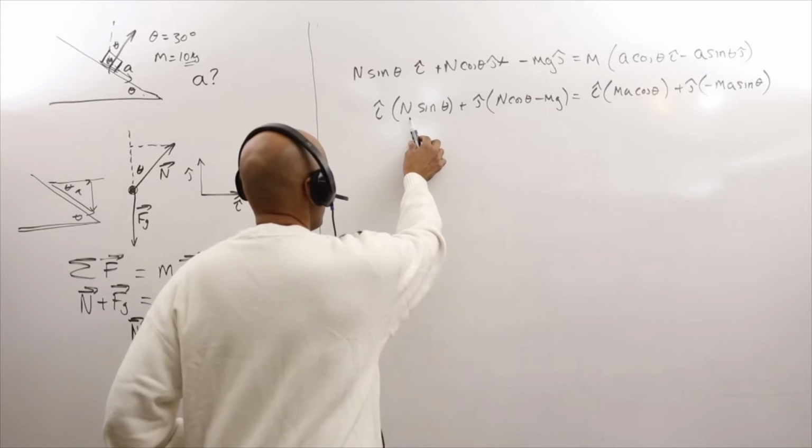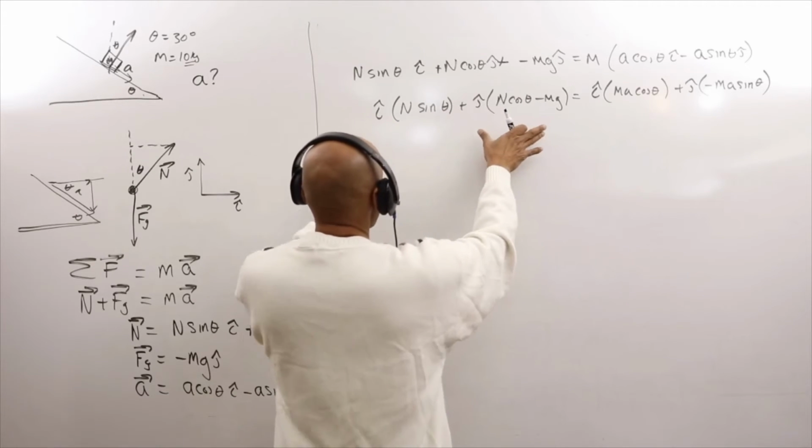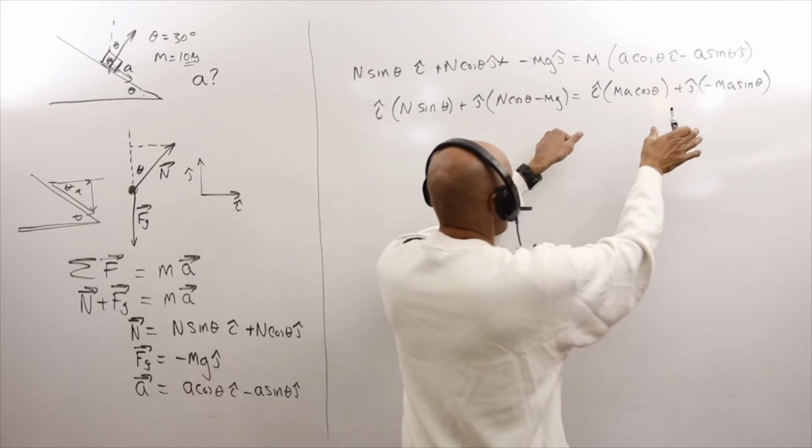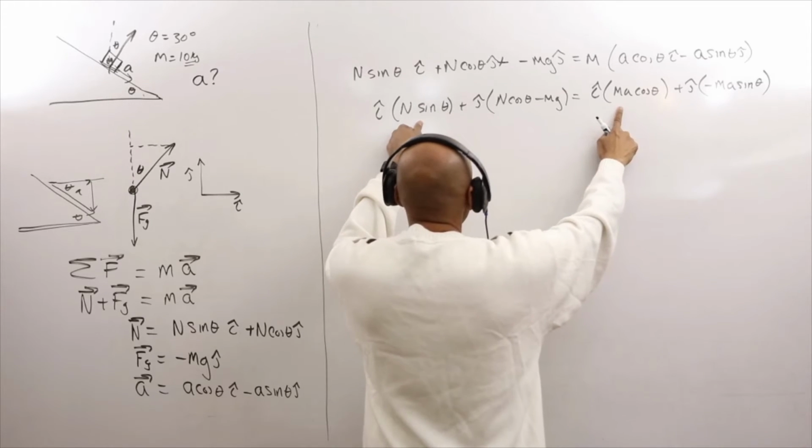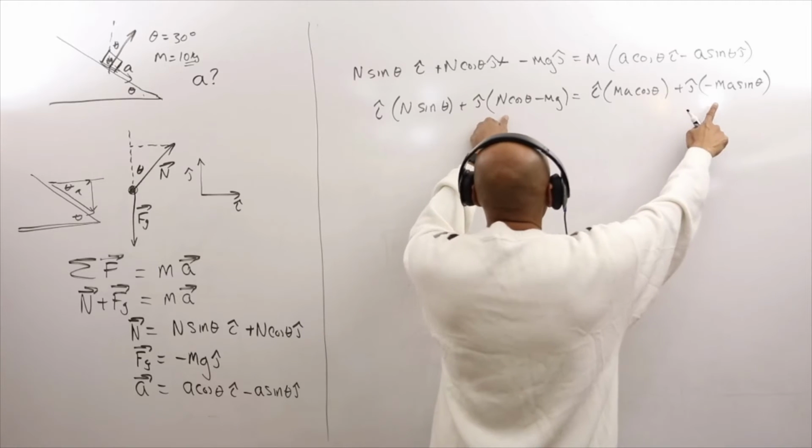Anyway, so here's your i component. So you have a vector. It's got an i and j component. This has got an i and j component. If the two vectors are the same, it must mean that the individual components of each of the i's and j's must be equal together.